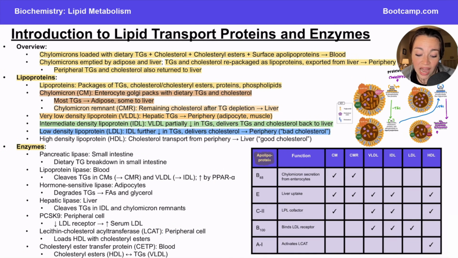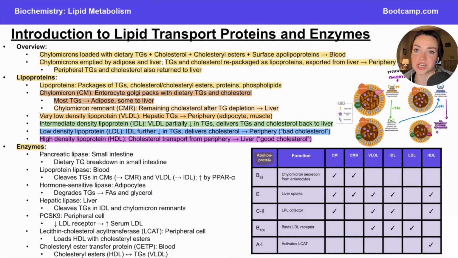Compare that to the high density lipoprotein, which was our little lipoprotein that didn't have much of anything in it, but it did have more cholesterol than triglycerides in it. And the job of the high density lipoprotein is to kind of undo all the work that the LDL did. So it's going to take the cholesterol from the periphery and bring it back to the liver and lower your serum levels of cholesterol. So that's considered the good cholesterol, that high density lipoprotein.